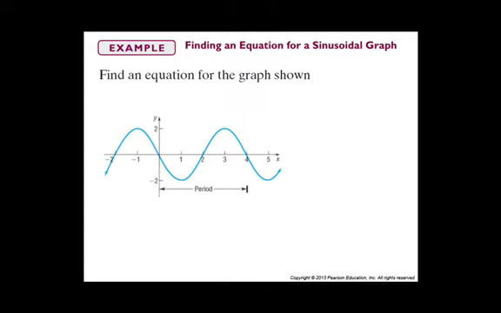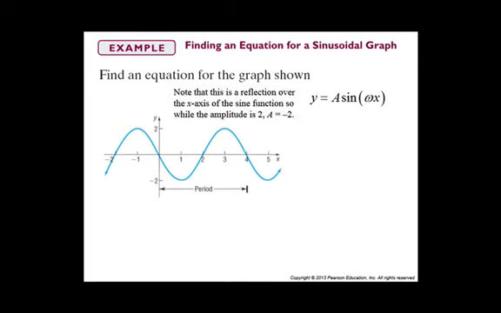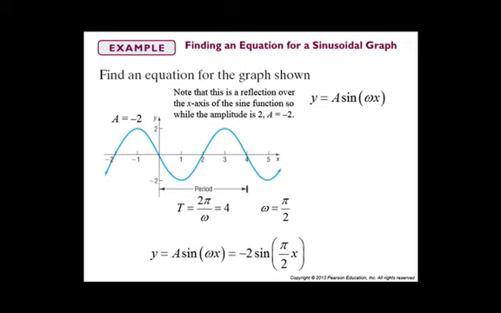And my period is on an interval from 0 to 4, which in this case is equal to pi over 2. So let's take a look and see if this is what they have achieved. We've got their amplitude is -2, their period is 4, therefore their final equation is -2 sine pi over 2 x. Not bad.